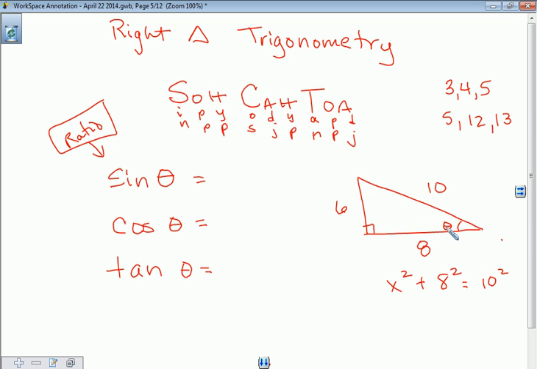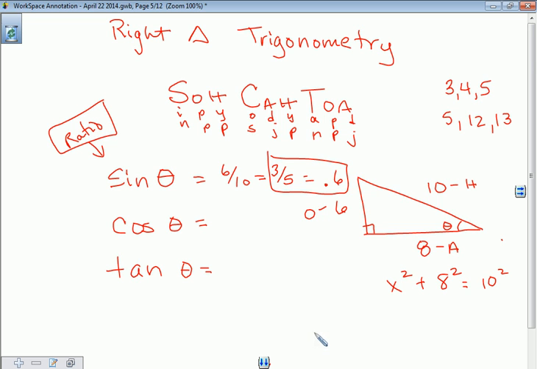Okay, so sine of theta is just the ratio. With respect to theta, this is the opposite side, this is the hypotenuse, this is the adjacent. So sine would be the ratio of opposite to hypotenuse, 6/10, which reduces to 3/5, which is the same as 0.6. You will see one of those answer choices, either 3/5 or 0.6.